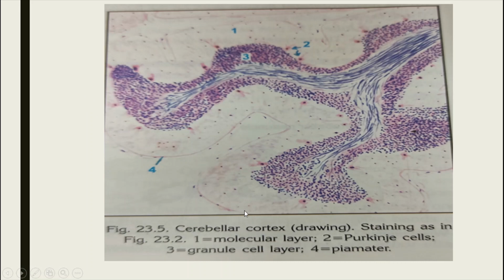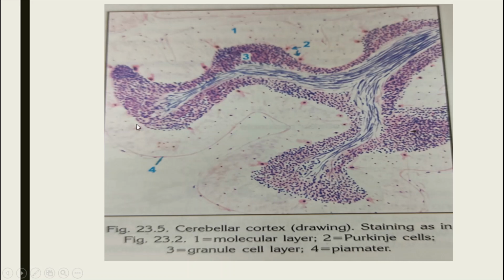With folia, we can see the cerebellum with folia. Each of these segments is a folium. Each folium is lined with pia mater. Here the 4 is labeled as pia mater. Then inside that you can see the molecular layer with diffused types of neurons.